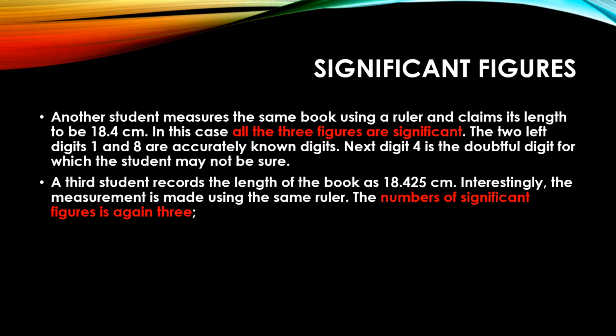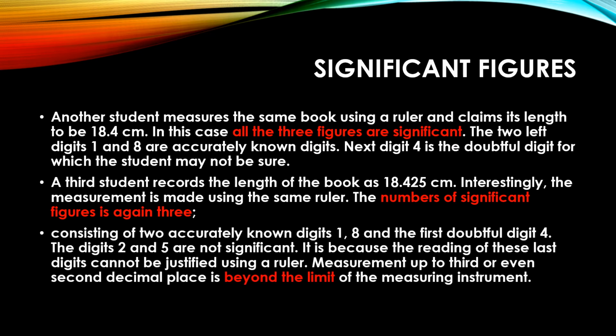A third student records the length of the book as 18.425 cm. Interestingly, the measurement is made using the same ruler. The number of significant figures is again 3, consisting of two accurately known digits 1 and 8 and the first doubtful digit 4. The digits 2 and 5 are not significant. It is because the reading of these last digits cannot be justified using a ruler. Measurement up to the third or even second decimal place is beyond the limit of the measuring instrument.